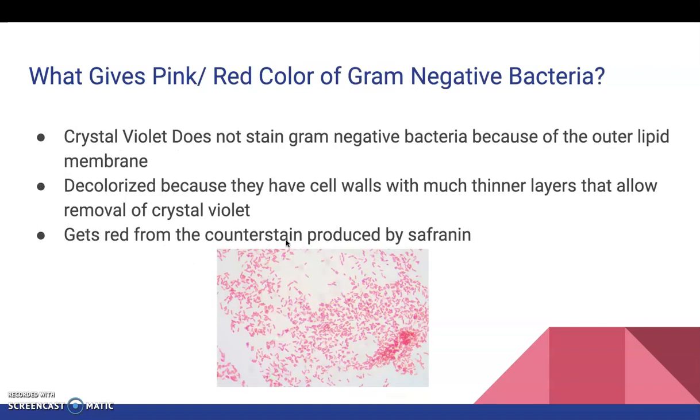What gives the pink/red color of the gram-negative bacteria? Crystal violet does not stain gram-negative bacteria because of the outer lipid membrane. This makes it so that the purple color could not get through the lipid membrane into the peptidoglycan layer. Gram-negative bacteria are able to be decolorized because they have cell walls with much thinner layers that allow the removal of crystal violet. The gram-negative bacteria are stained pink/red through the use of a counterstain, such as saffron.